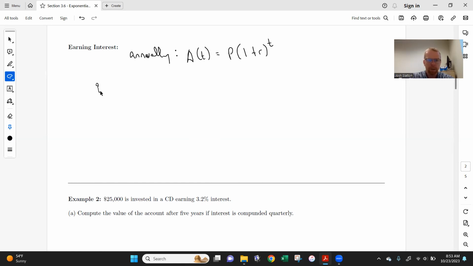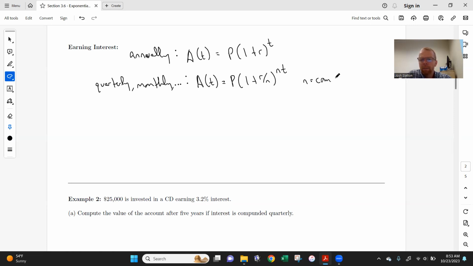Now, if we want to compound more frequently, like quarterly, monthly, or semi-annually, or whatever else, it's just slightly more complicated. We won't go through how to derive this right now, but we have P times 1 plus r over n to the nt. Now, what is n? n is the number of compounding periods.